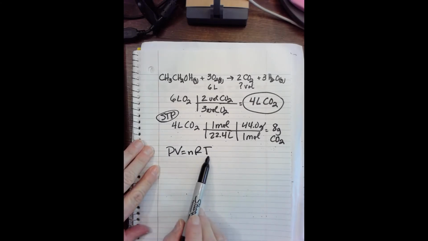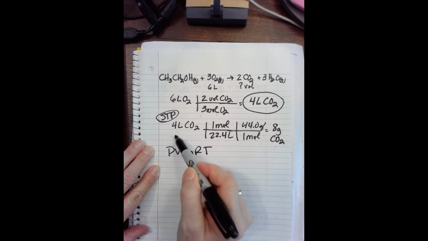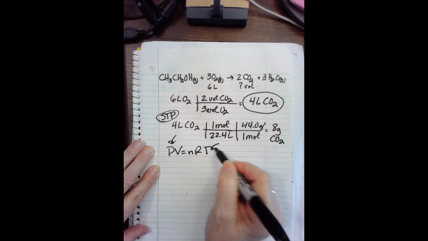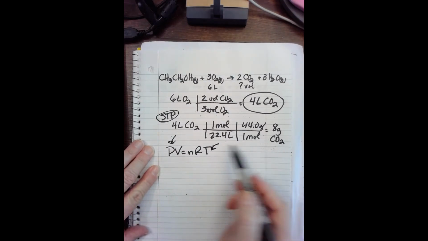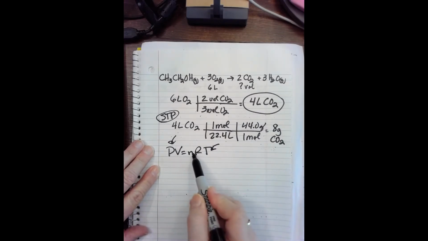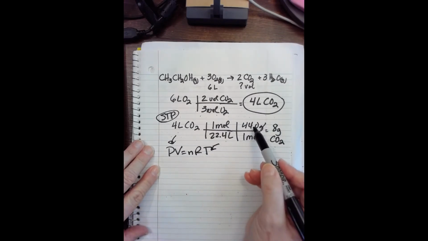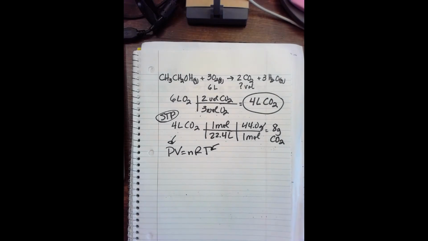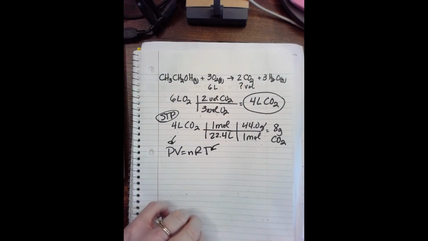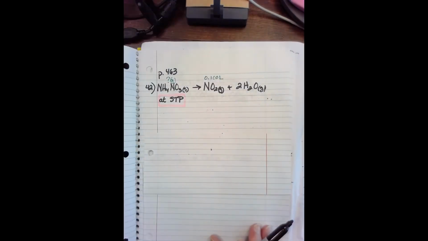So if I don't have STP, if I have a different pressure and a different temperature, then I would just plug those in. There's my volume, right? I would solve for moles and then use the molar mass. So a lot of ways for us to think about how these problems come together. All right, let's keep working now.